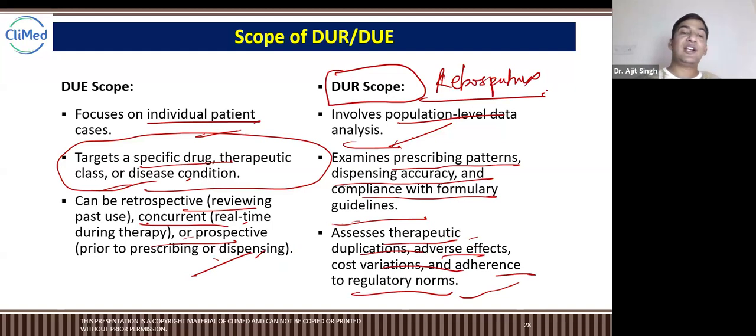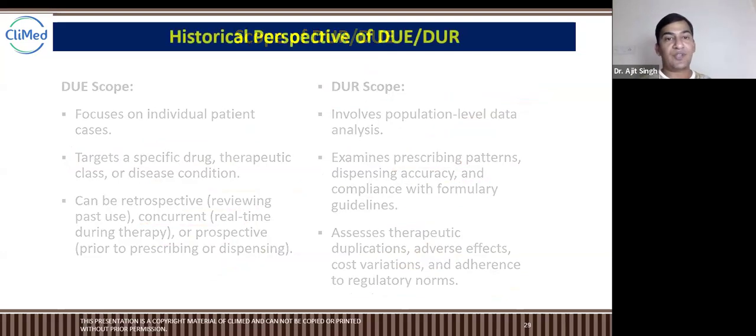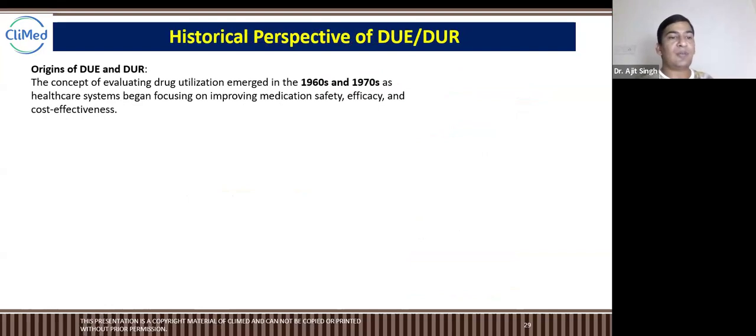Now understand why DUR is retrospective and DUE can be prospective, retrospective, or concurrent. Because you are checking only a single patient. DUR is when you are assessing the entire population. So assessment of the entire population can be done only when you have the entire data of a population. So you need retrospective data collection or retrospective evaluation. Another major difference between these is that DUE is on an individual basis and can be prospective, retrospective, or concurrent, but DUR is retrospective. Okay, so historical past, a little history about DUR.